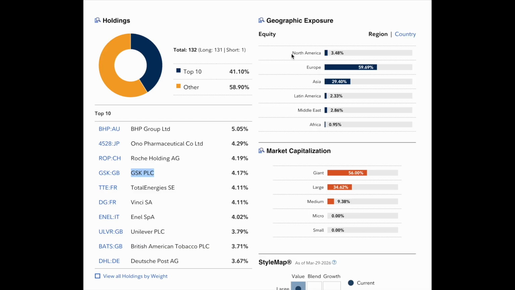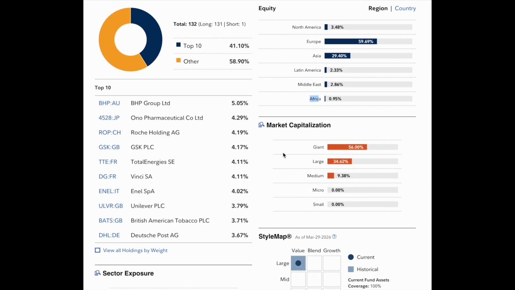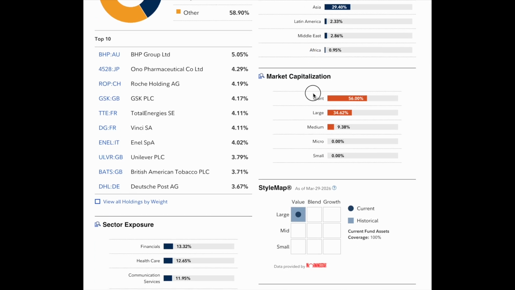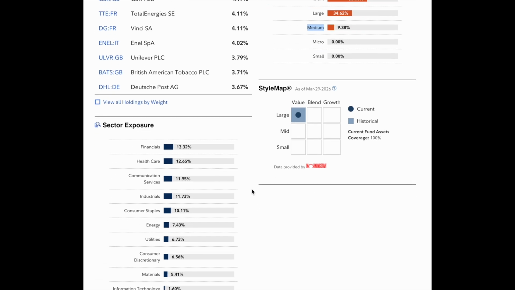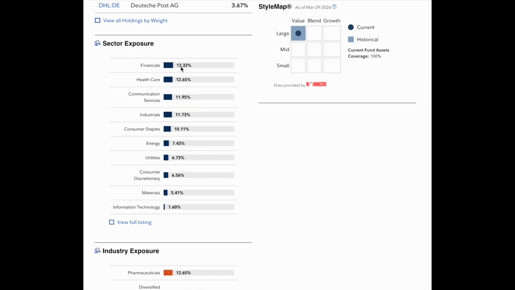Now, North America, notice, is only 3%. You are diversifying your portfolio. You are buying international companies. 60% makes up Europe, 30% makes up Asia, Latin America 2%, Middle East, and then Africa. If you notice on the market capitalization, it's all giant and large, with about 9 to 10% in medium-sized companies. The sector exposure that you are getting is 13% financials, healthcare 12%, communications 11%.